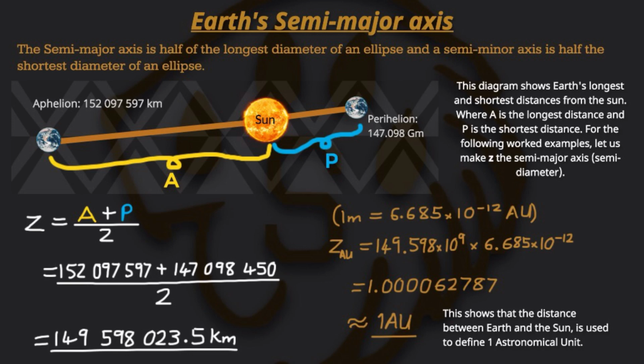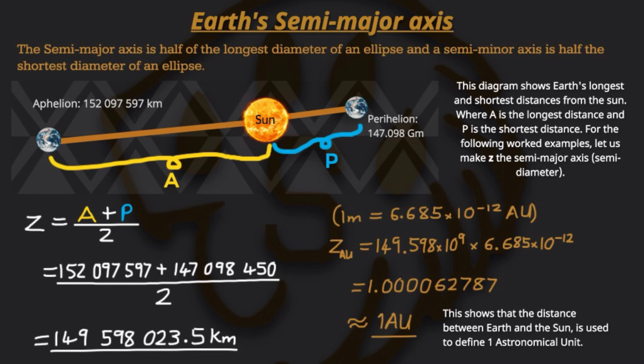So 1 meter will be equal to 6.685 times 10 to the power negative 12 astronomical units, right? In that, we use proportion, and then we multiply with the kilometers that we found as our semi-major axis. And then we get 1.000062787, which means that decimal is negligible. That's why you see that I've approximated it to 1 astronomical unit.